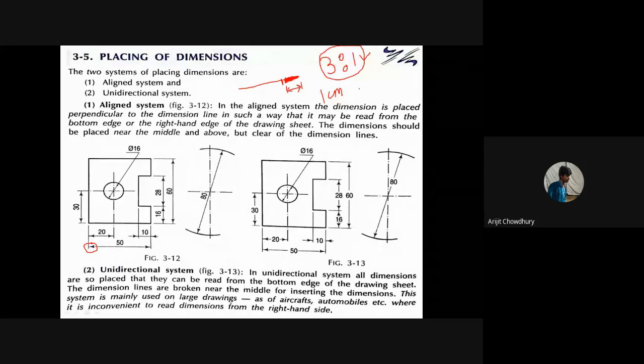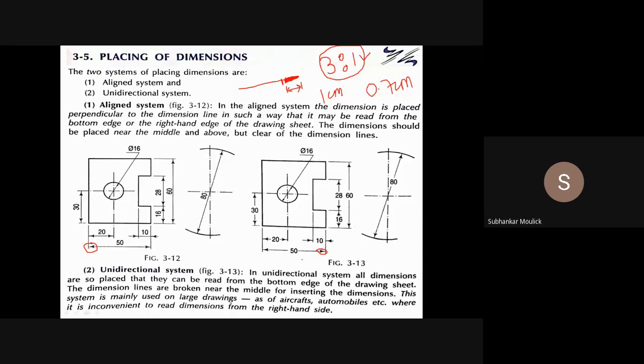0.33 centimeter. If the length of the arrowhead is 0.7 centimeter, then what will be the height? About 0.23. Yes, you have to remember this. But make sure the length of the arrowhead does not exceed 1 centimeter, throughout all cases.